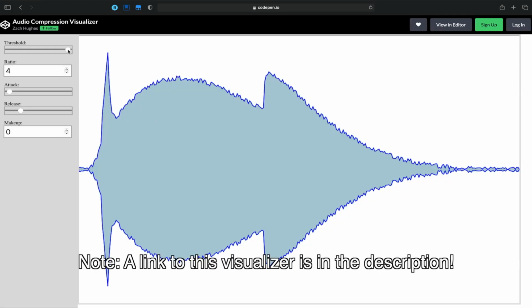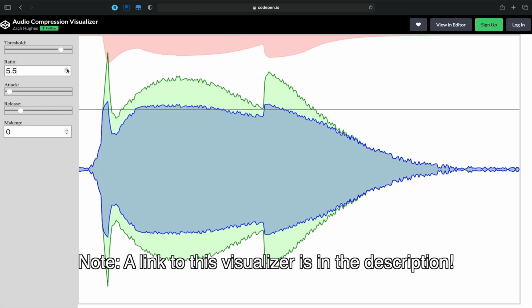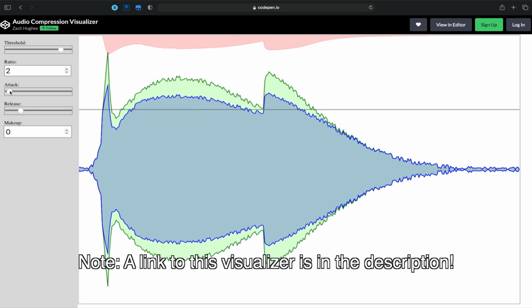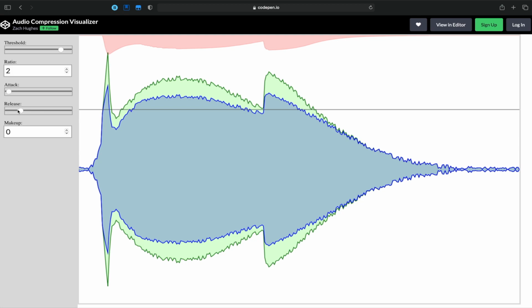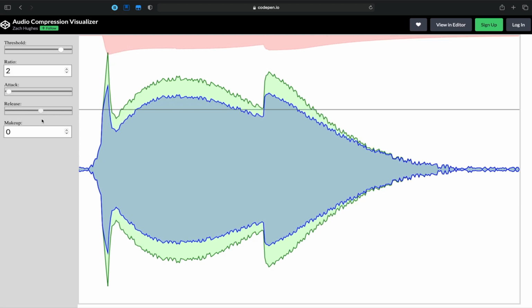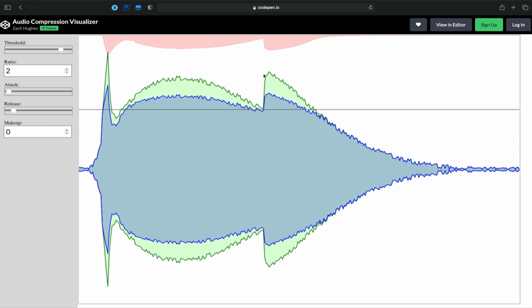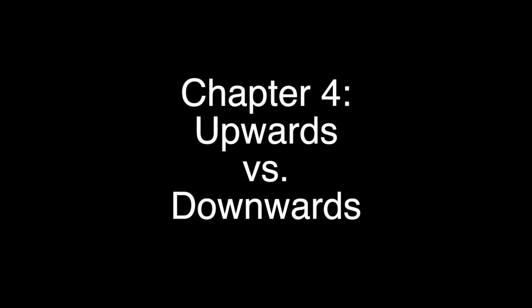Chapter 3. Dynamics parameters. All dynamics processors use the same three parameters: threshold, ratio, and envelope, which is further divided into attack and release. Threshold is the point where we want the dynamics to change, ratio is how much we want the dynamics to change, and the envelope determines how fast or slow the changes begin to happen or stop happening.